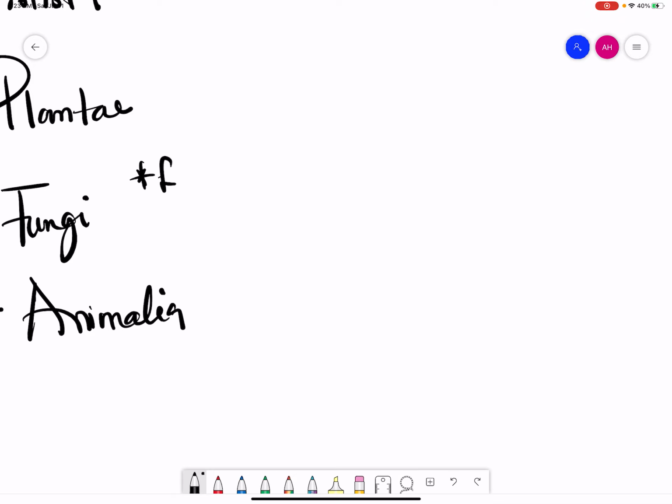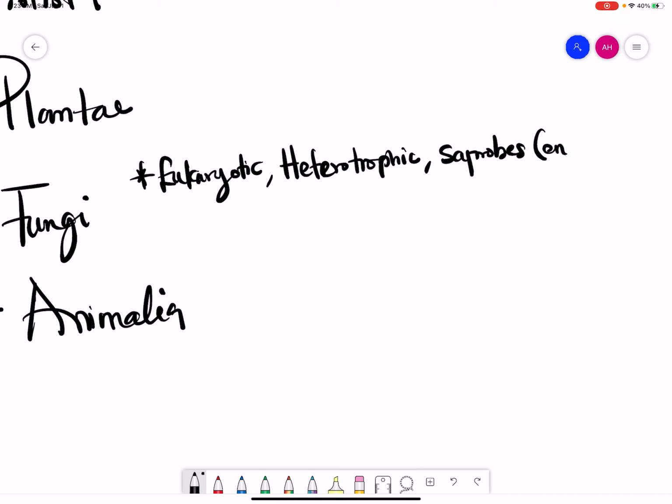As I said earlier, they're eukaryotic. They're also heterotrophic. This means they do not make their own food, but they rely on food that's made by other organisms. Most fungi are saprobes. This means they secrete exoenzymes to their environment and use them to absorb nutrients from their environment. These are digestive enzymes.